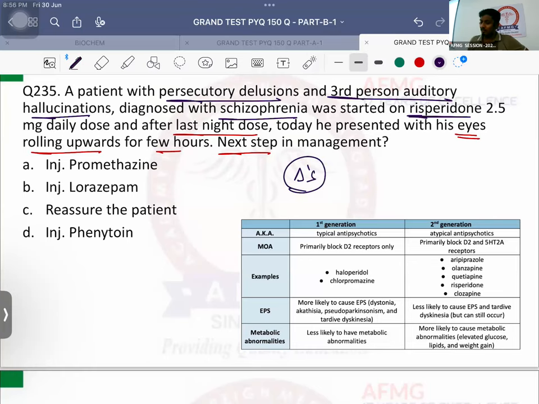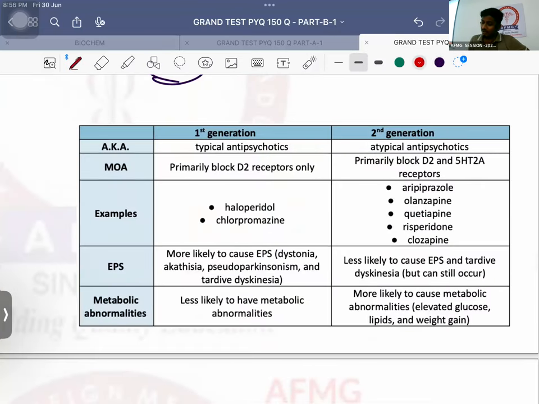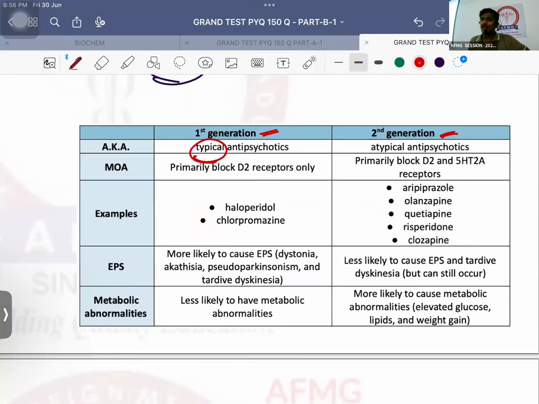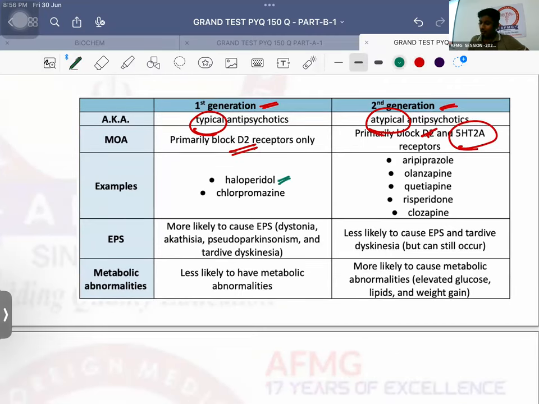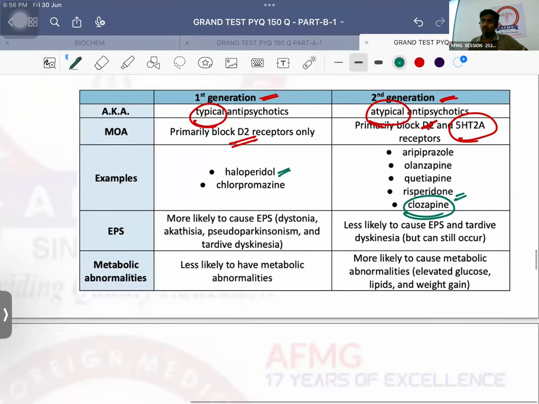So now there are two types of antipsychotics. Jaldi se. First generation and second generation. First generation are typical antipsychotics. Second generation are atypical. Typical unko bolte hai, which primarily blocks the D2 receptor. Atypical are the ones which primarily block the 5HT2 receptors. Okay, examples of typical will be haloperidol, chlorpromazine, fluphenazine. Okay, all of these are definitely the typical antipsychotics. Atypical, most important will be clozapine. Others can be olanzapine, aripiprazole, quetiapine, all of them. And important is risperidone. Okay?